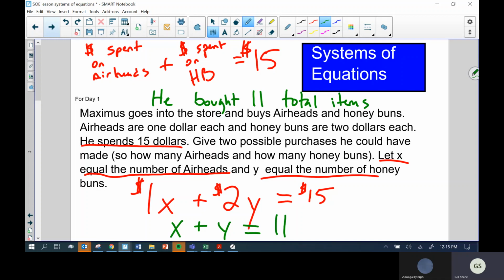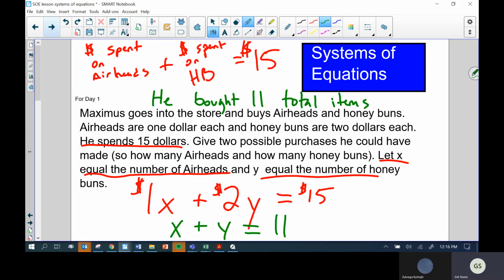That's about the money though. So you can do the two things. This is about money. That's why I put dollar signs in. The money has to equal 15. The total number of items is 11. So there's always going to be two rules, so you don't get the two rules mixed up. Combined, two separate rules.